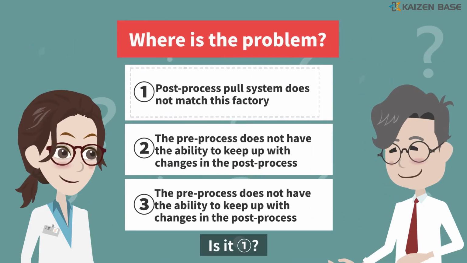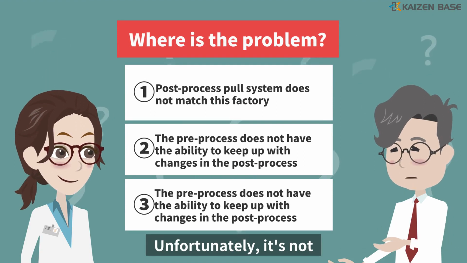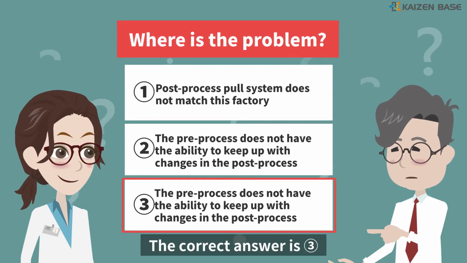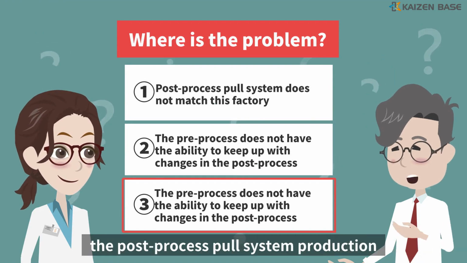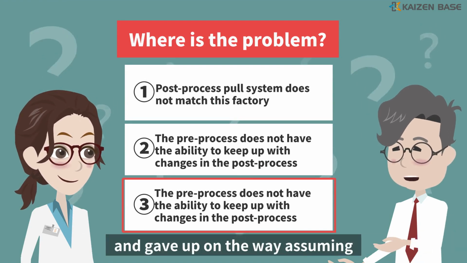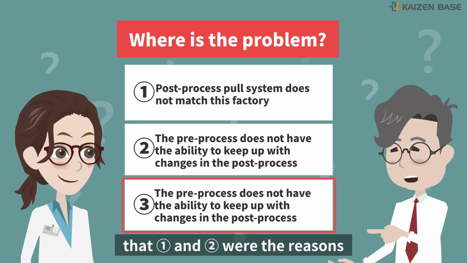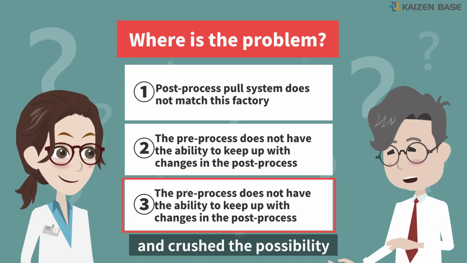Is it 1? Unfortunately, it's not. The correct answer is 3. In fact, there are many cases in which companies that have tried the post-process pull system production and gave up on the way assuming that 1 and 2 were the reasons, and crushed the possibility.